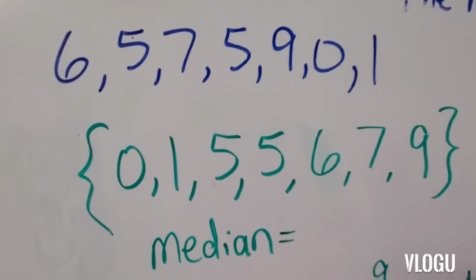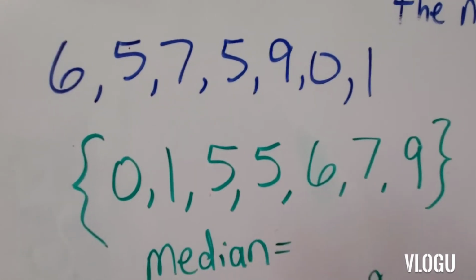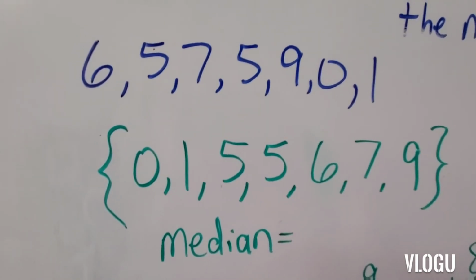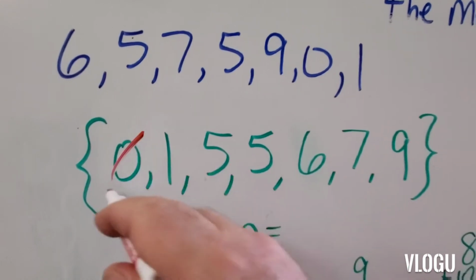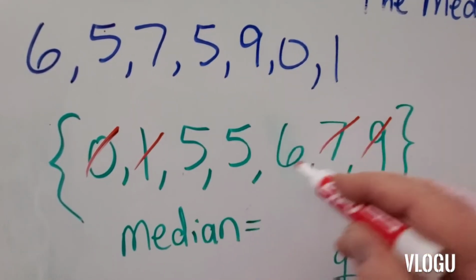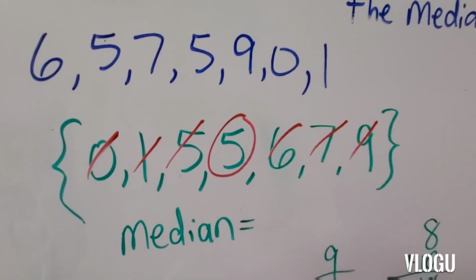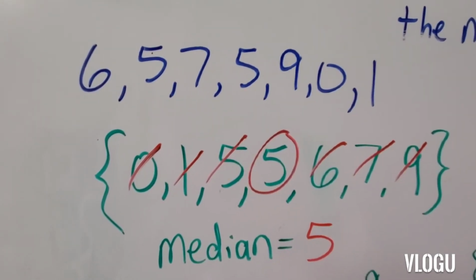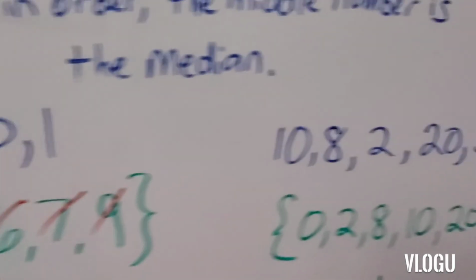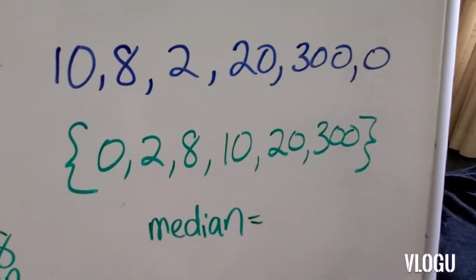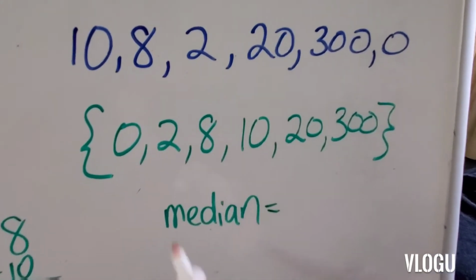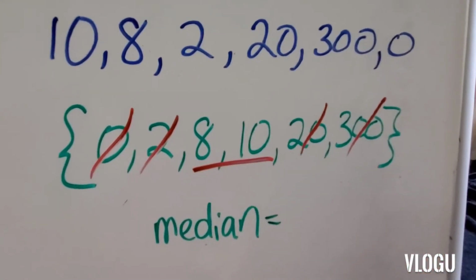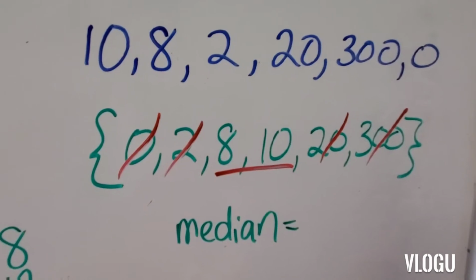Okay, the answer for the first problem. After I've put the numbers into a number set, and I was careful to make sure I copied all of the numbers, I can get rid of the outside numbers and keep working towards the inside until I find the middle. So the median of the first problem is 5. How'd you do? Okay, the second one, I have taken all of those numbers and put them in order so that I may cross off the smallest and the largest and keep working towards the middle. I found the middle two numbers are 8 and 10.